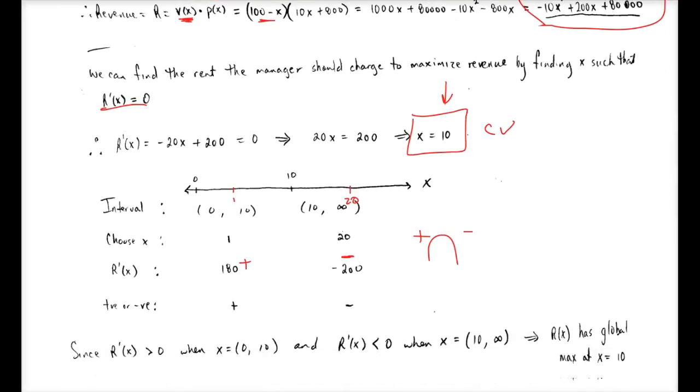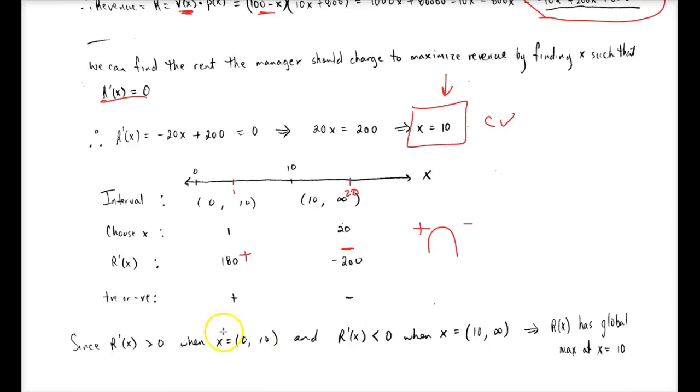And thus, that verifies that revenue will be increasing from 0 to 10, decreasing from 10 to infinity, and that we have a global max at x equals 10.